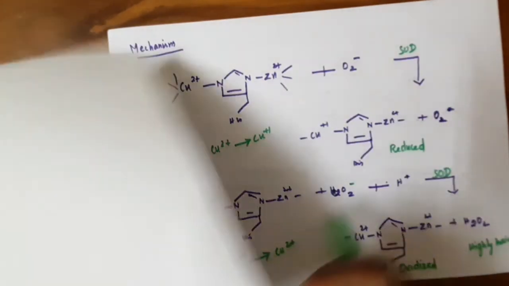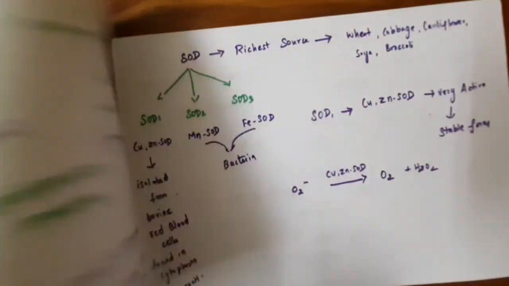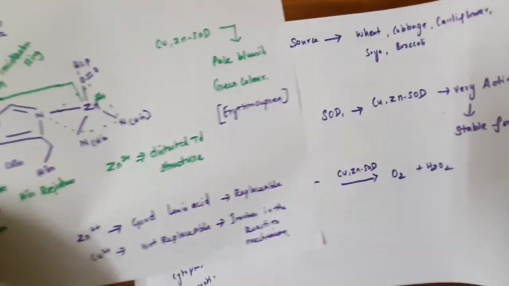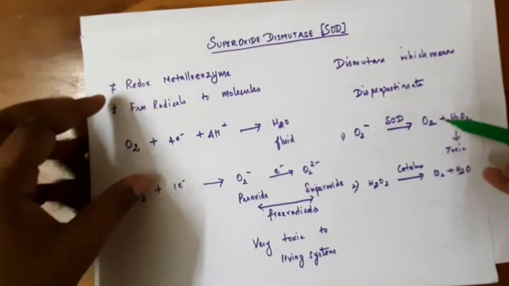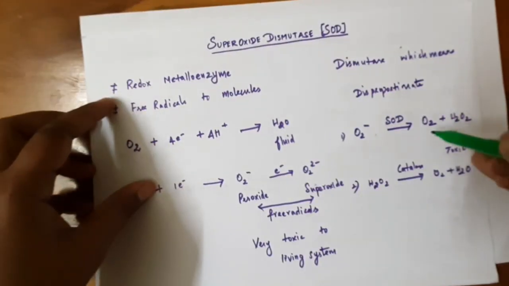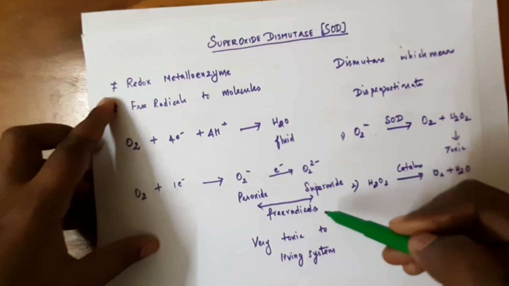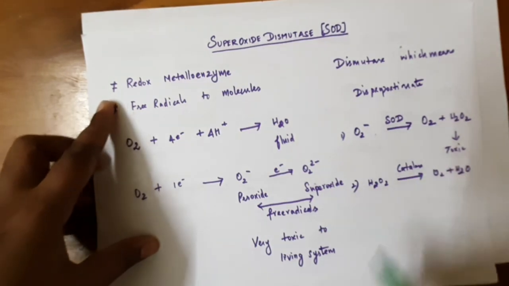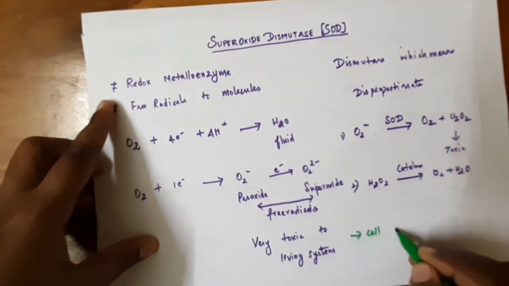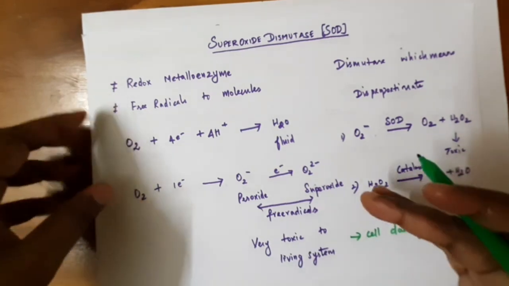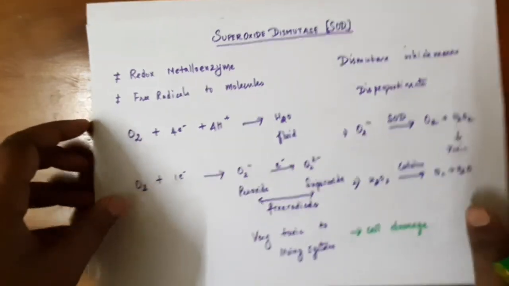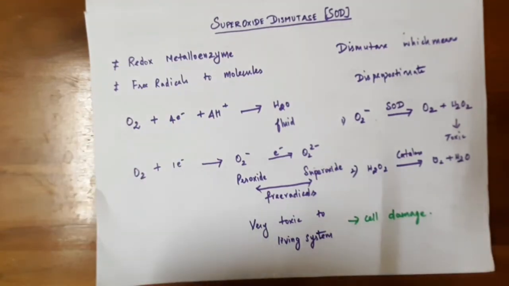If superoxide dismutase is not present, it leads to peroxide and superoxide free radicals, which cause cell damage to the living system. This is overcome by the superoxide dismutase enzyme. So this is about the superoxide dismutase enzyme.